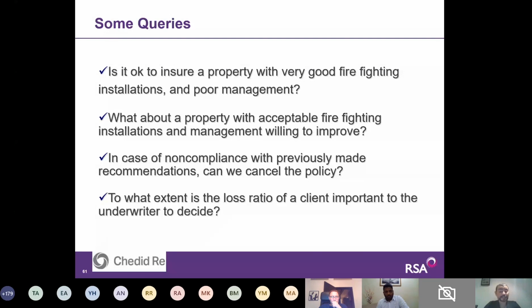To what extent is the loss ratio of a client considered? We passed through this many times during the presentation. Thank you very much. Any questions?